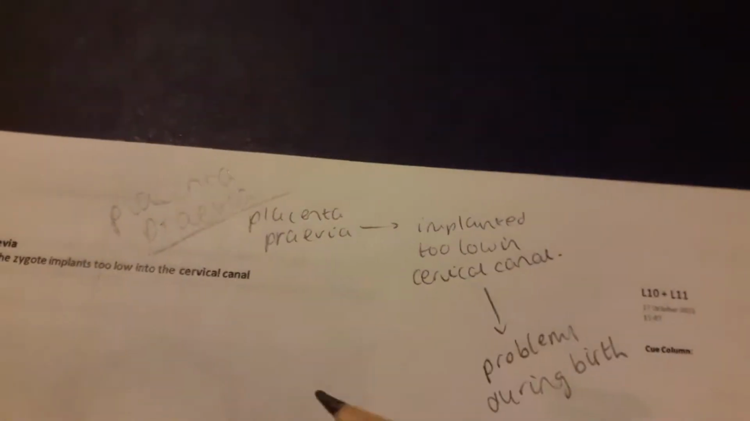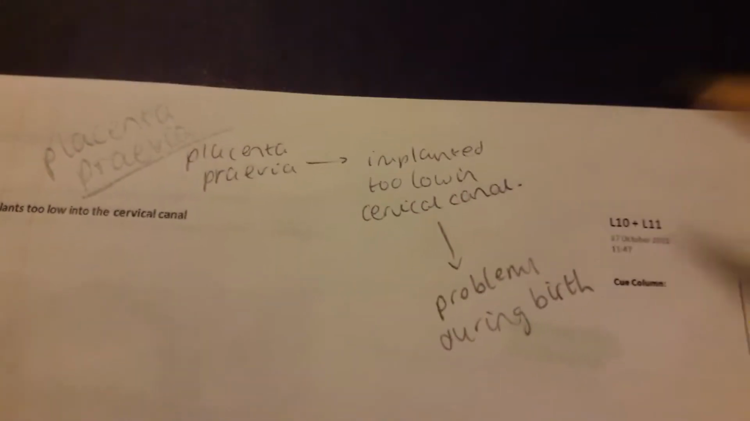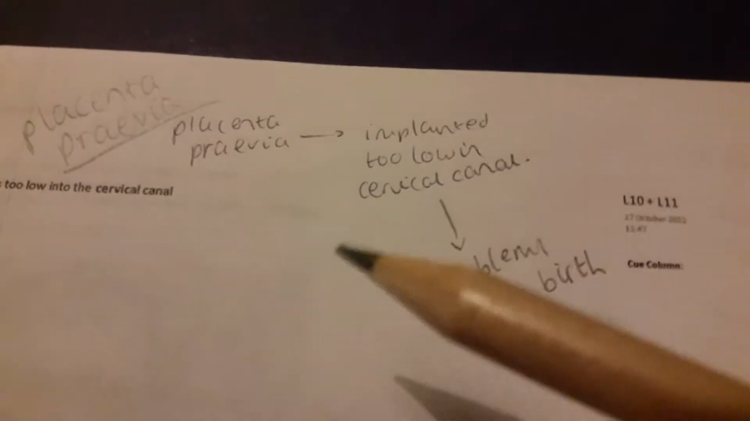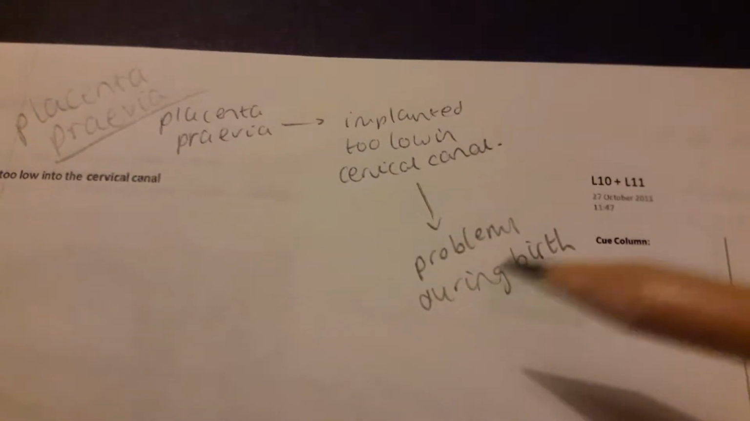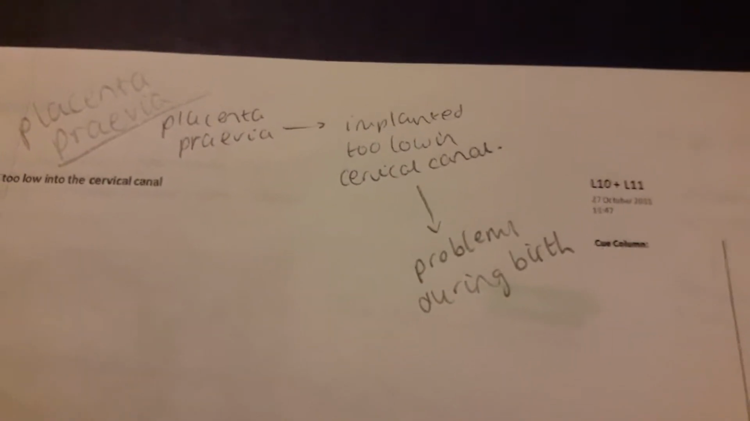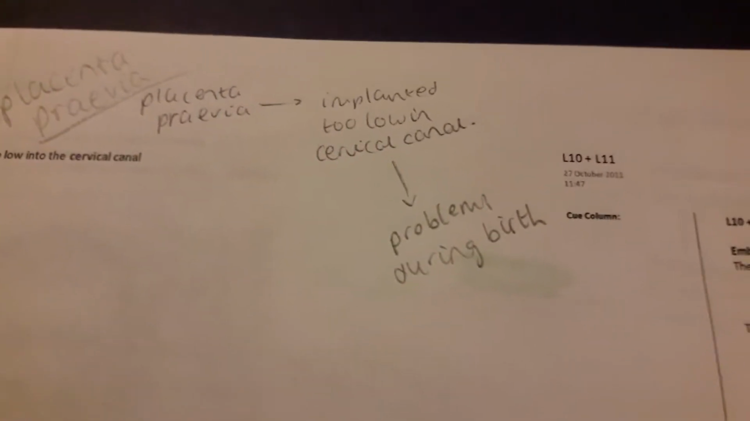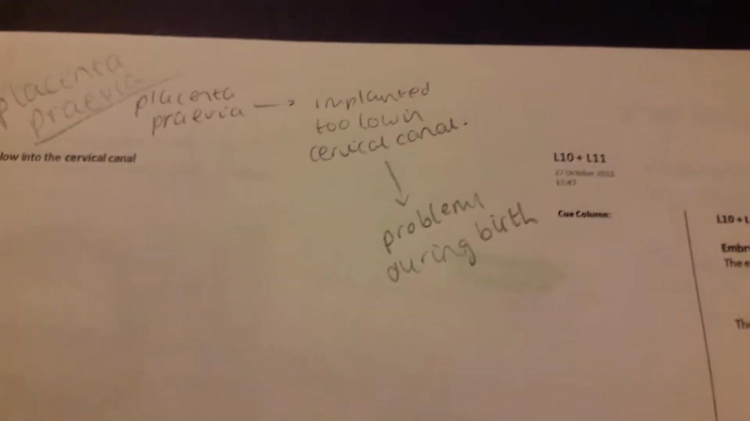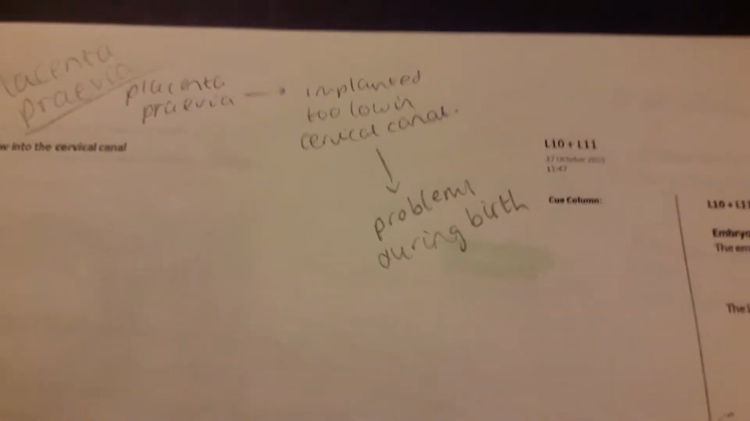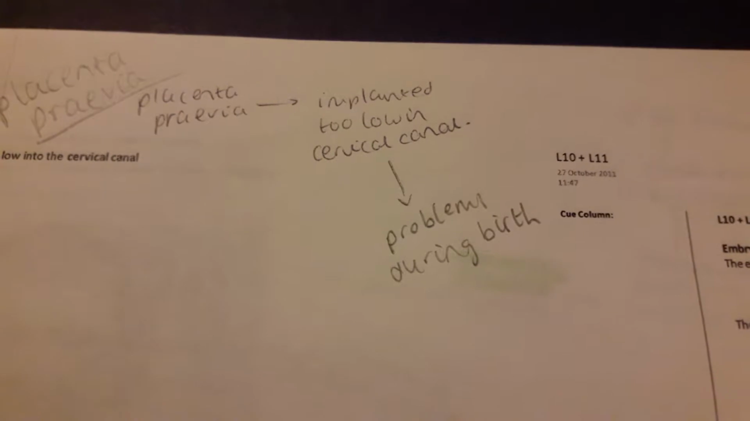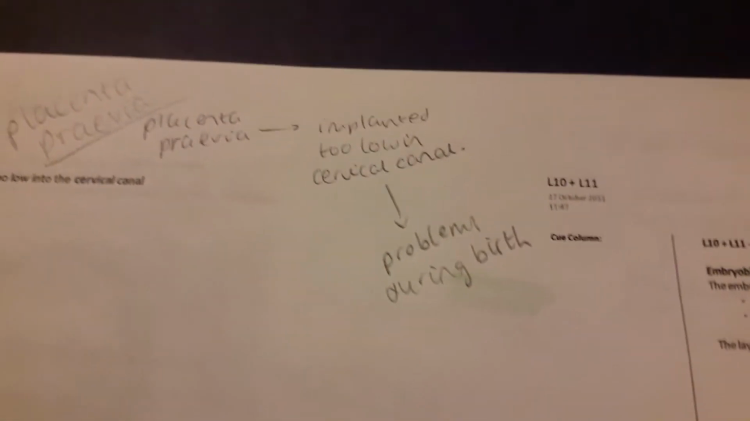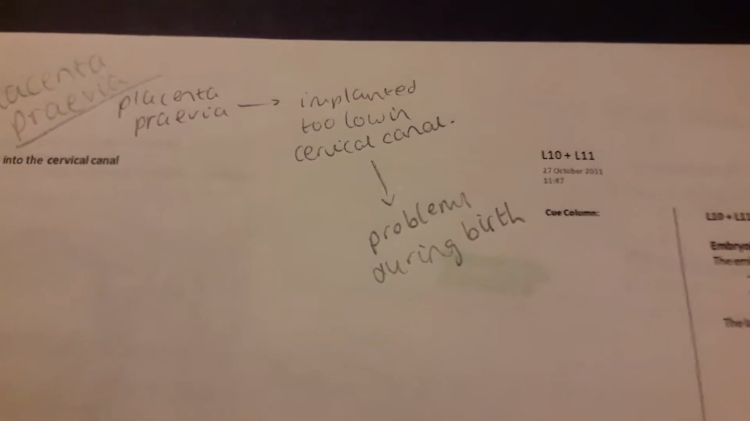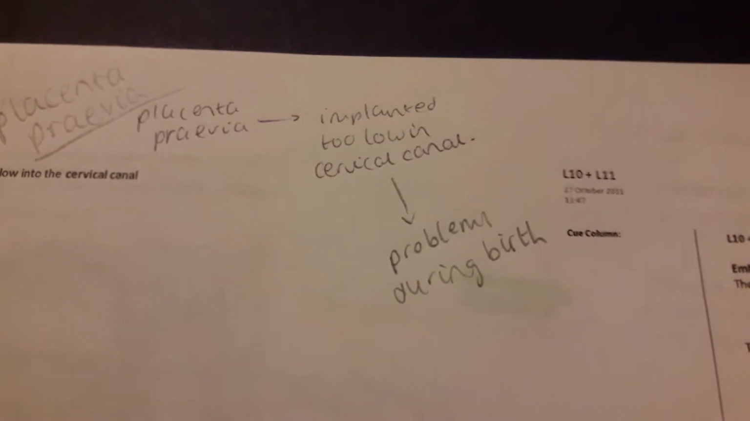And finally, you've got placenta previa, which is when the blastocyst is implanted way too low in the cervical canal, causing problems during birth because the placenta should be anterior and superior to the baby, whereas in placenta previa it's underneath and blocks the birth.